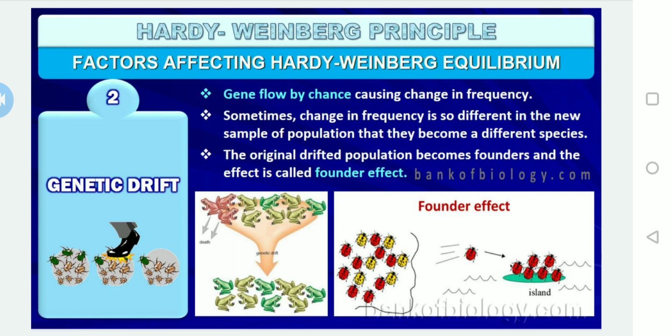This is very important, you should note it down, because in competitive exams they will ask. The change in allele frequency is so different in the new population that they become a different species, hence the original drifted population becomes the founders for the new species, and the effect is called the founder effect. Please note down and remember this. If they ask you to define the founder effect, you should write this definition. The change in allele frequency is so different in the new population that they become a different species. Hence, the original drifted population becomes founders for the new species, and the effect is called the founder's effect. Okay? Fine.